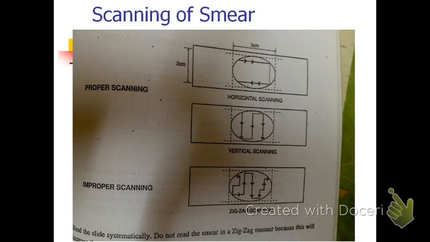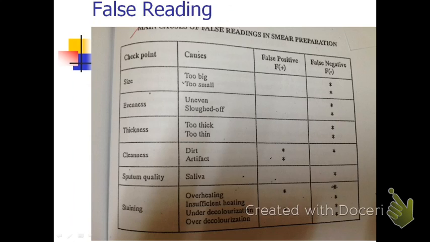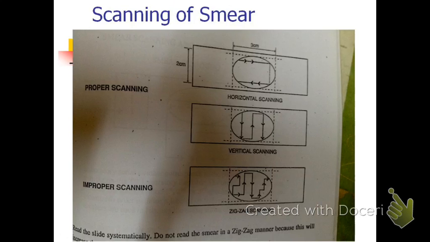Then you have to scan the smear before saying, oh, it's negative. You can employ horizontal scanning or vertical scanning. Zigzag scanning is not the proper way of doing it. The reason why we do the proper scanning is so that there is an assurance that you won't miss any field, unlike zigzag scanning, where there's a chance that you might not examine one field in the smear.